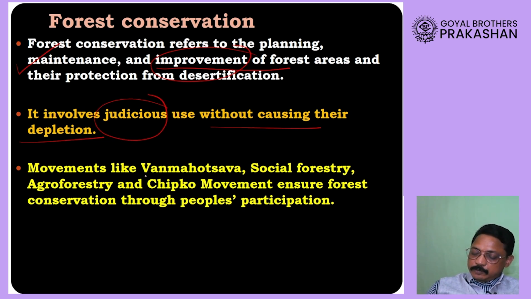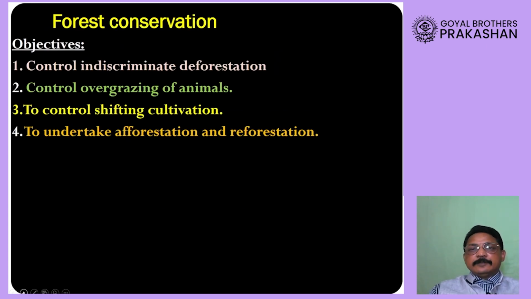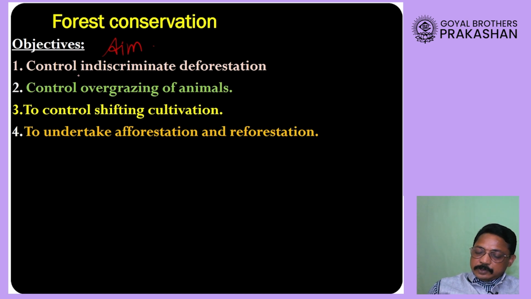You must have heard about Vanamahotsav, social forestry, agroforestry, Chipko movement. These are other efforts taken in order to increase the area under forest. Now, why is there a need? What is the aim behind conservation? The simple reason is we want to control it, because people are nowadays cutting them on a very large scale, and the government wants to control this indiscriminate cutting.